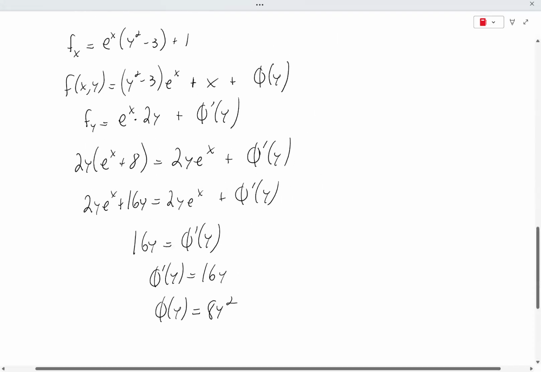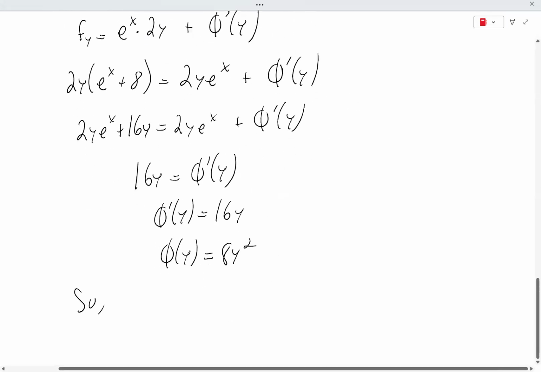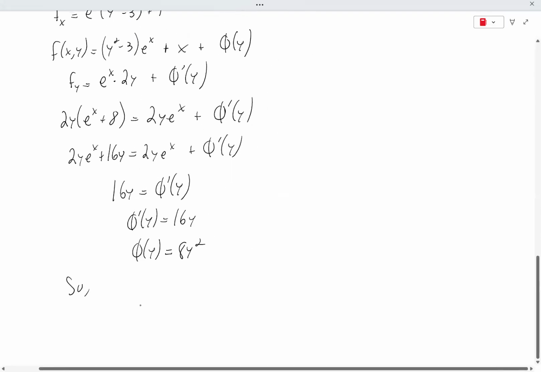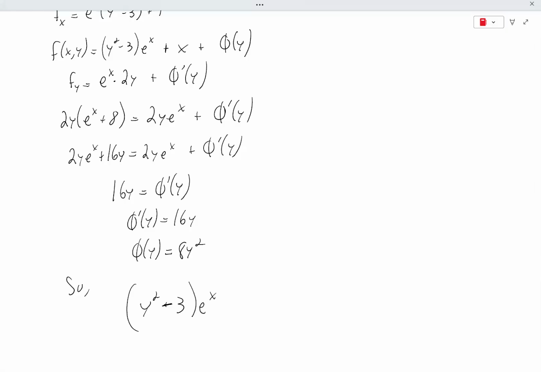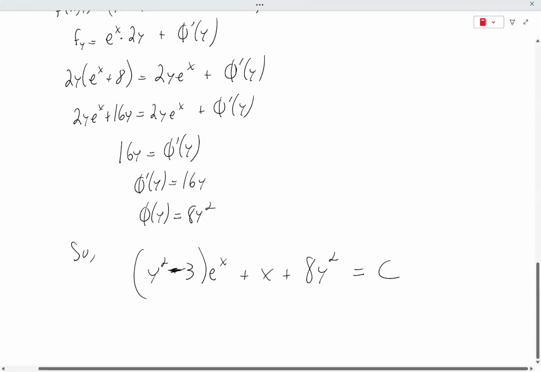So that's this part right here. Then we have our f of x y. The solution would be y squared minus 3 e to the x plus 8y squared equals c. This is the f of x y right here, and remember, the solution is equal to c. Those are the solution curves. Right, so we got that. Anything there so far?